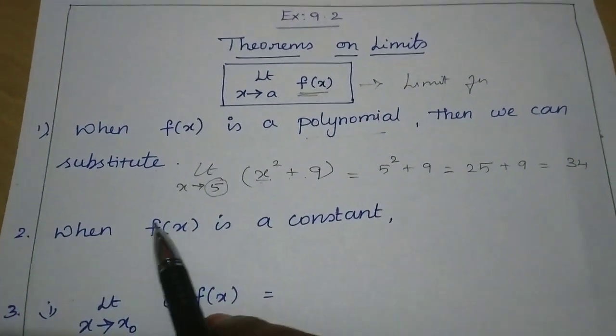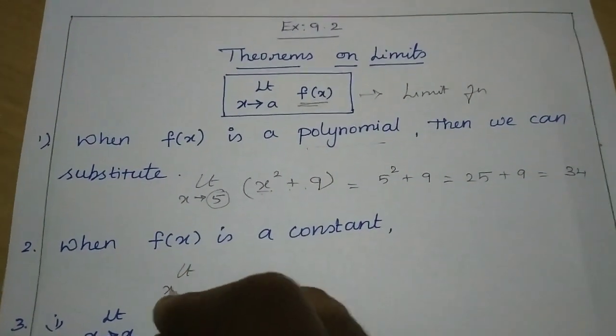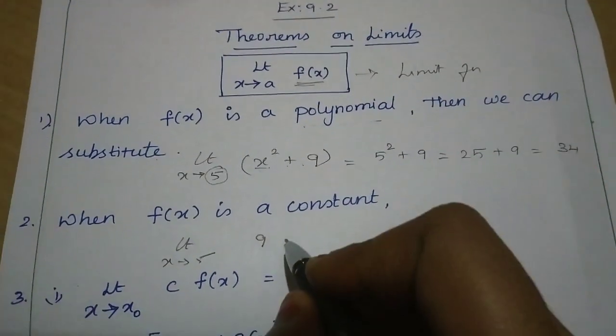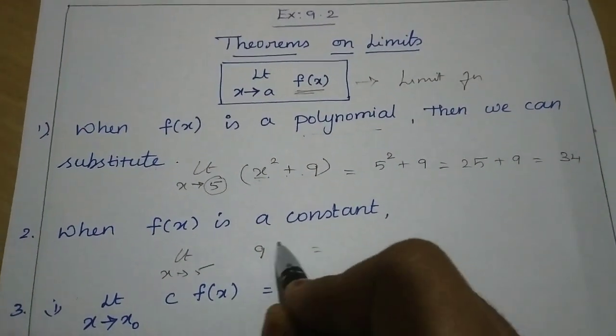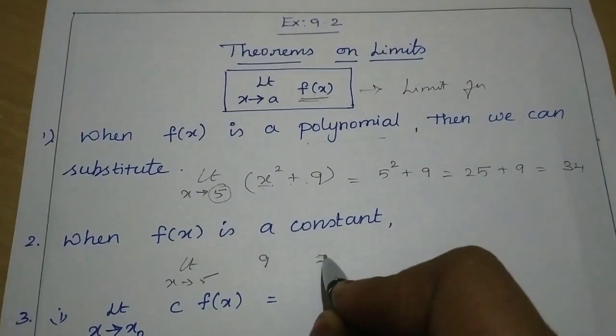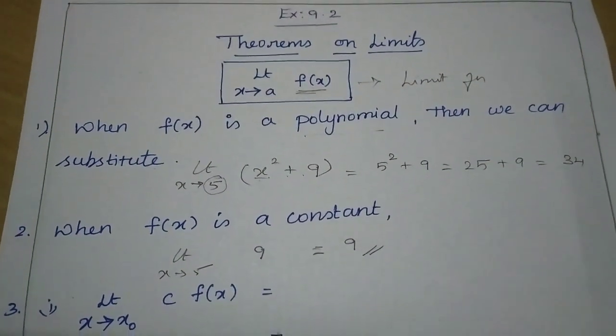Second theorem: when the given function is a constant, for example, limit x tends to 5 and the function is 9. This means there is no x value here to substitute 5. So your direct answer will be 9. So this is your second theorem statement.